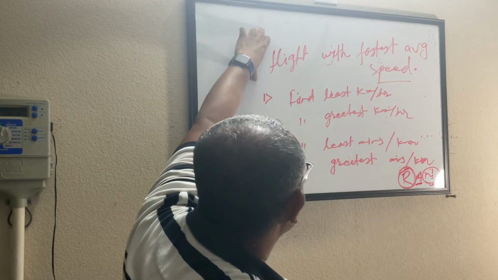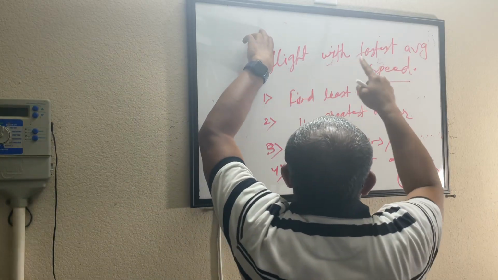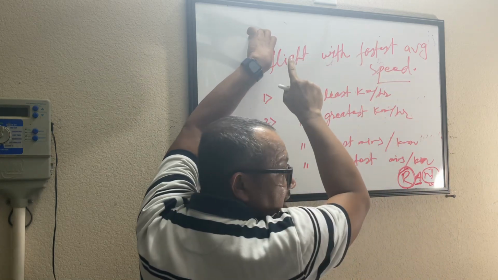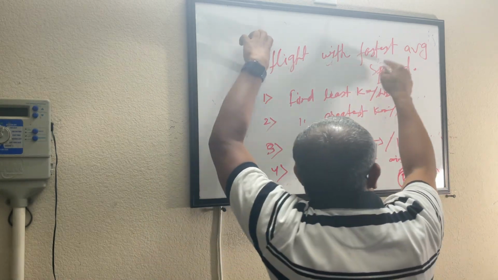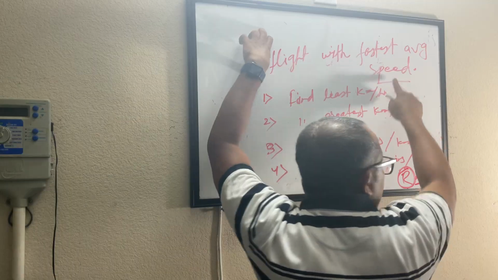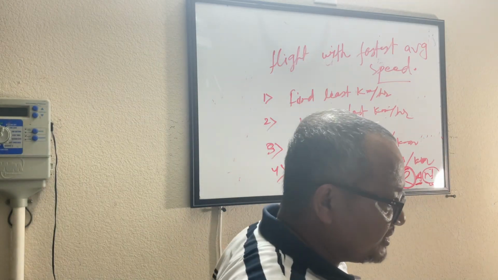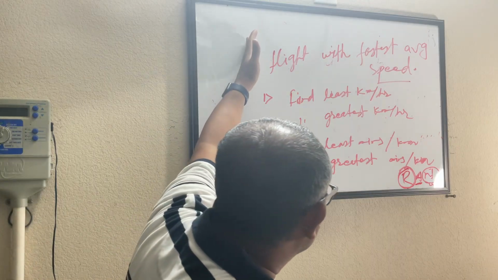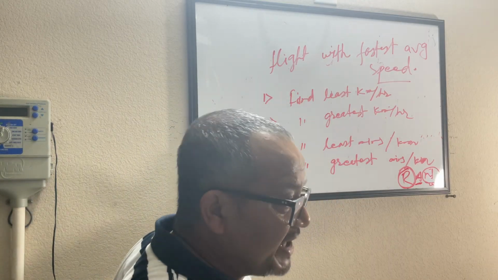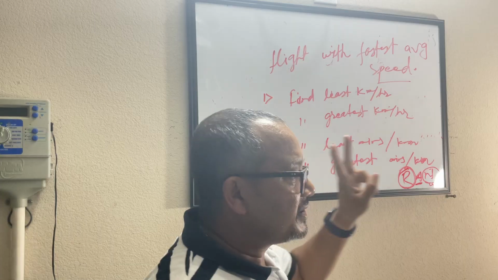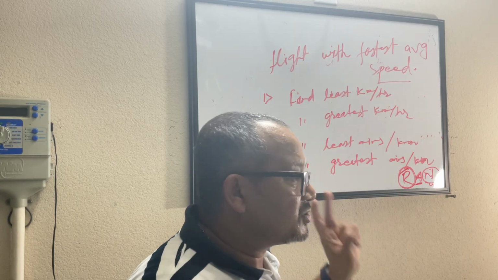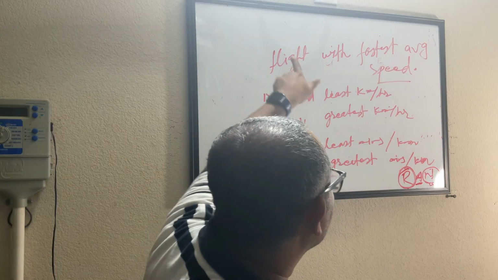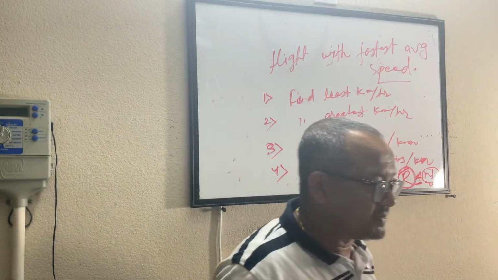And he is trying to find out flights with the fastest average speed. It gives you 4 options here, and the clue that you have is: choose any 2 answers. So any 2 options that will help you find out the flights with the fastest average speed.